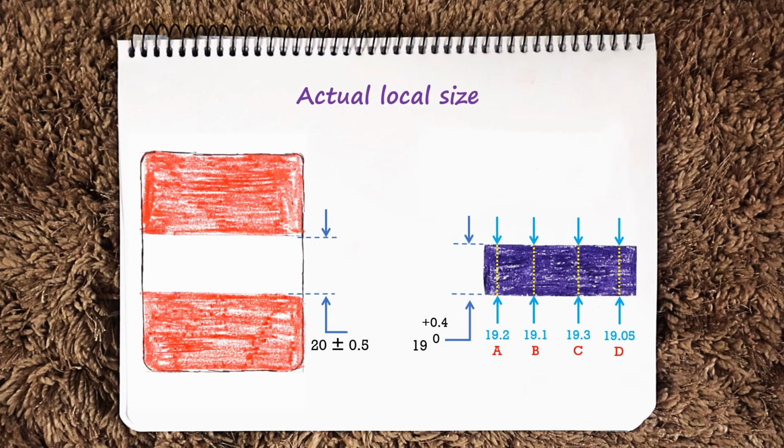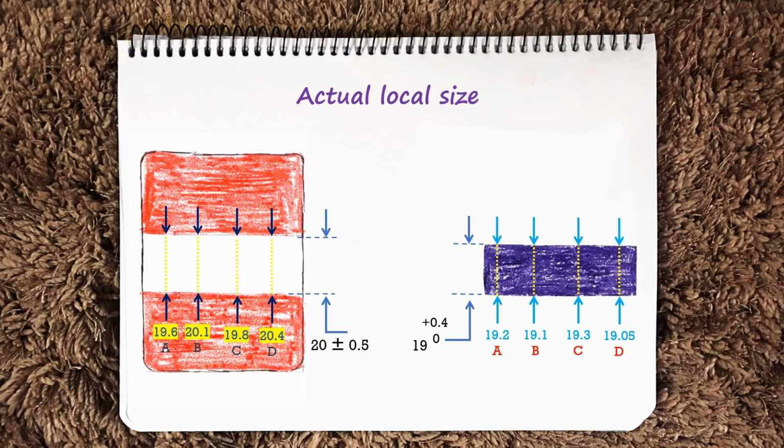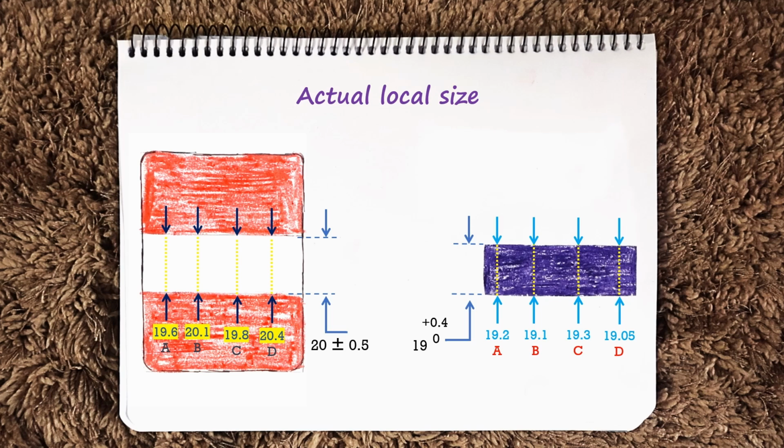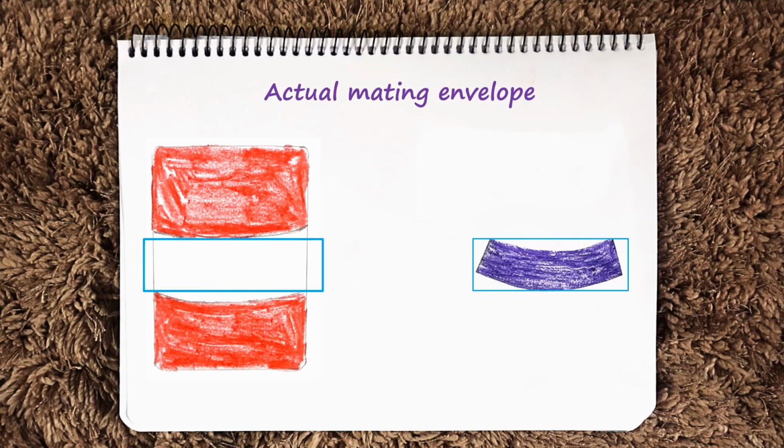So in summary, we can say to ensure the assembly of this shaft and this hole, all the actual local sizes of this part should be within the defined tolerance limit. Means this shaft actual size should be within 19 to 19.4, and this hole size should be within 19.5 to 20.5 mm. But this is not enough. Only vernier caliper size measurement is not enough, because for assembly only size variation control is not enough. We have to also control the part form deviation within a limit. The form should be controlled within or around its actual mating envelope.